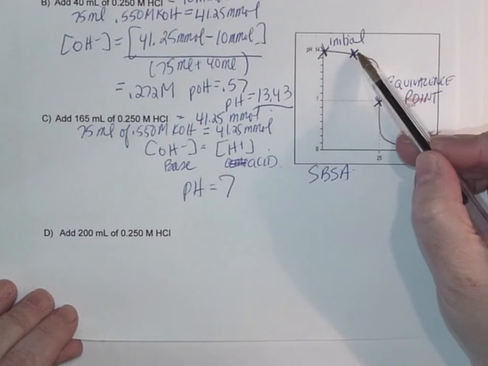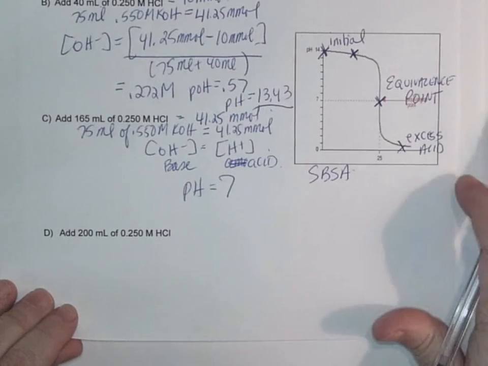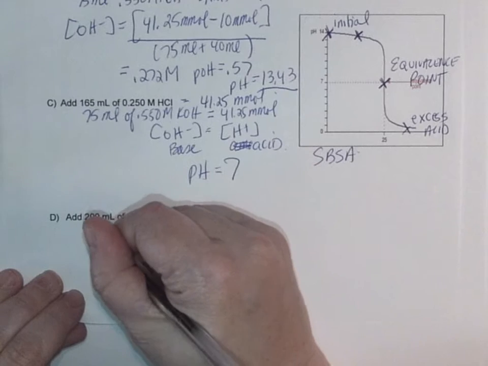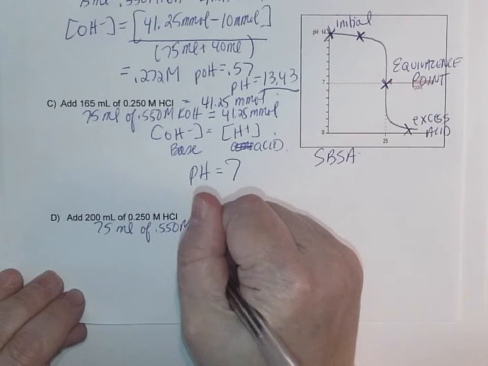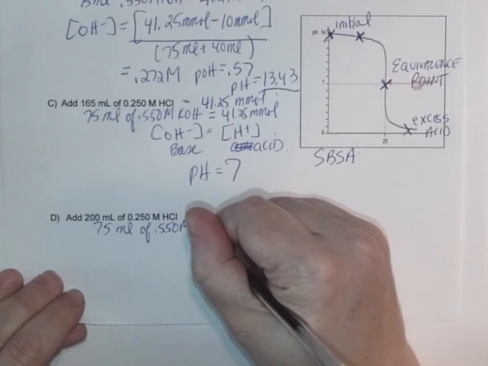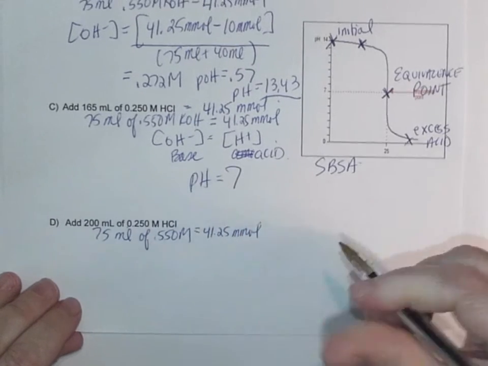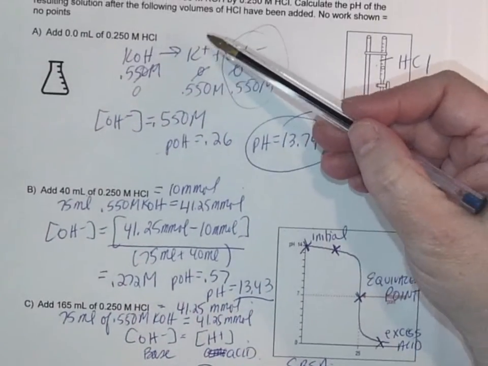So we've done the initial, we've done it halfway, we just did the equivalence. I know I'm landing somewhere in the excess acid. So here's how much is coming from the burette. I pretend it's another individual problem of starting with this amount in the Erlenmeyer, which I know always gives me 41.25 millimoles, and that's consistent always, because that's what was in your Erlenmeyer.